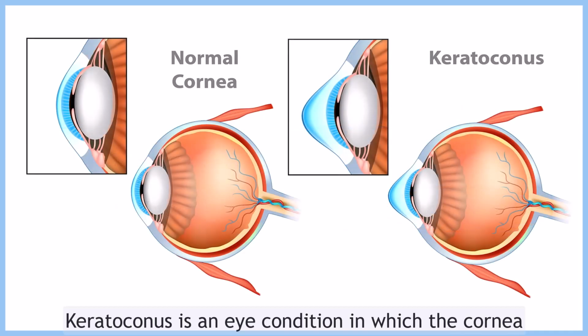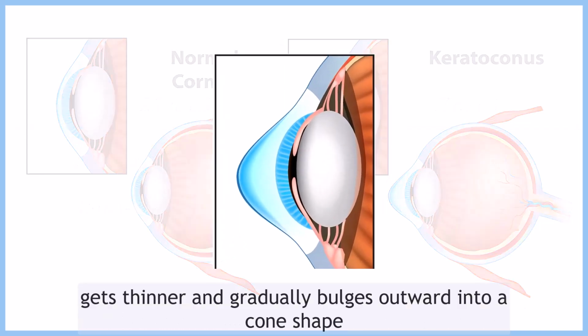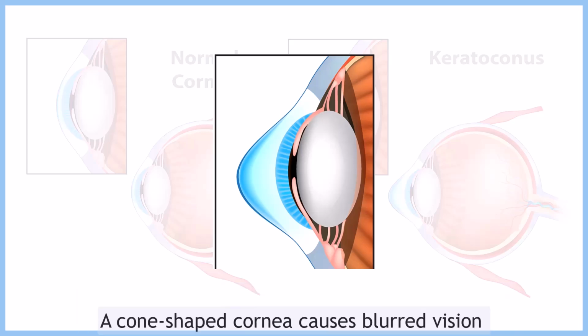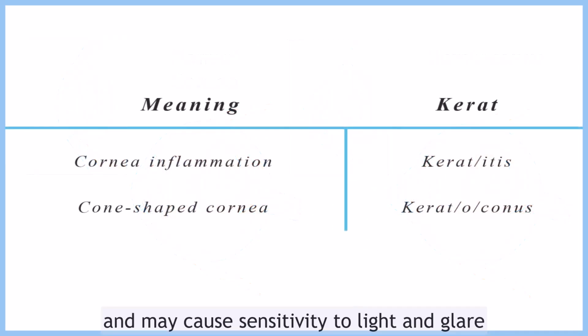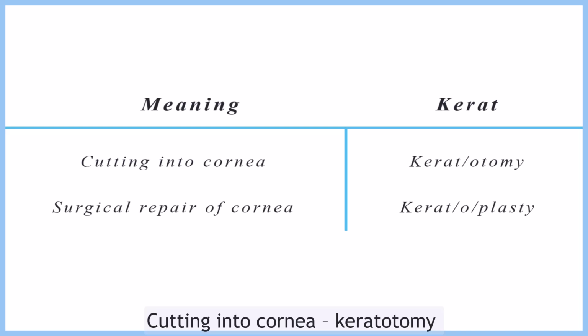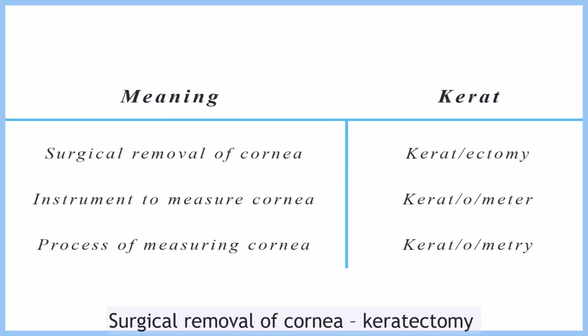Keratoconus is an eye condition in which the cornea, which is the clear and dome-shaped front of the eye, gets thinner and gradually bulges outward into a cone shape. A cone-shaped cornea causes blurred vision and may cause sensitivity to light and glare. Cutting into cornea, keratotomy. Surgical repair of cornea, keratoplasty. Surgical removal of cornea, keratectomy.